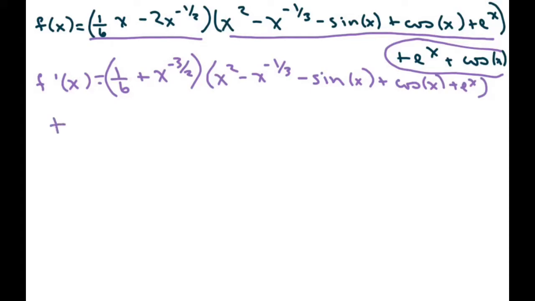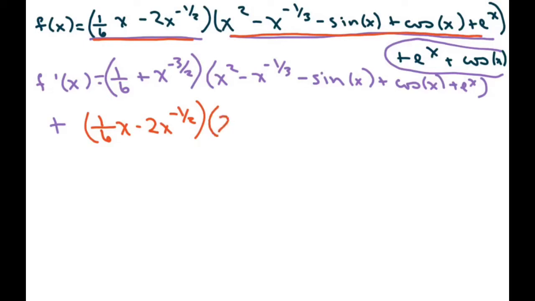Then you do plus, and you're going to copy down the first function, which is 1/6x minus 2x to the negative 1/2. And now we're going to take the derivative of the second piece. That's going to be 2x plus 1/3 x, and if you subtract 3/3, that's going to be minus 4/3. Minus derivative of sine is cosine. Derivative of cosine is negative sine. And the derivative of e to the x is just e to the x.